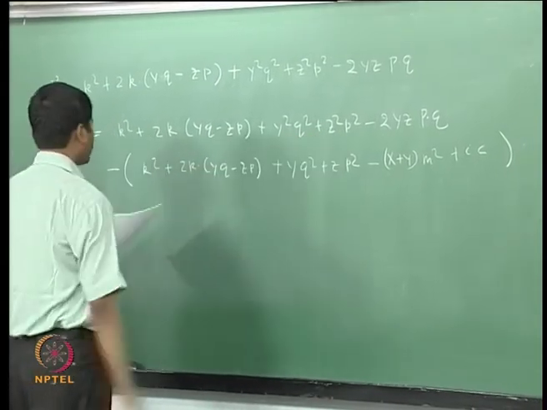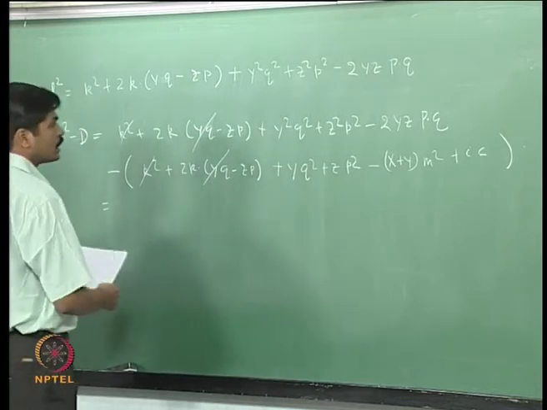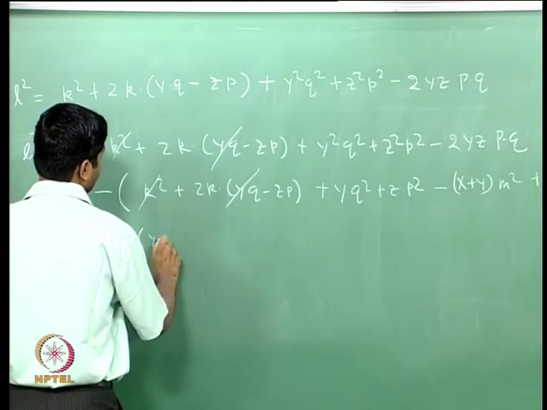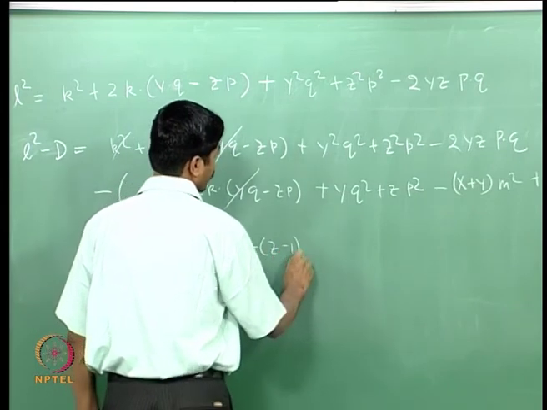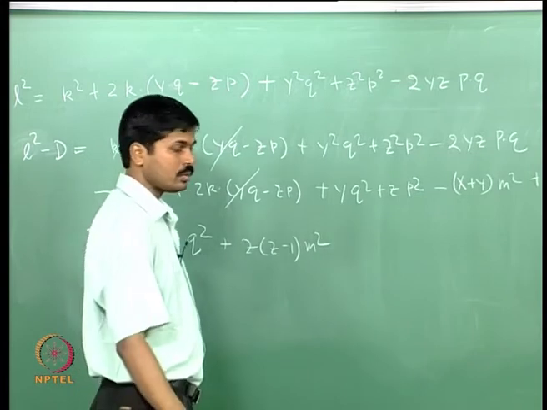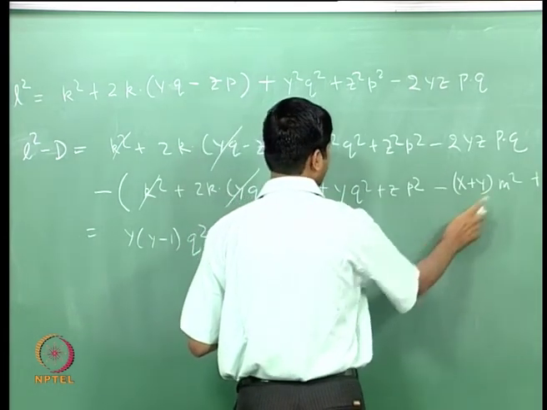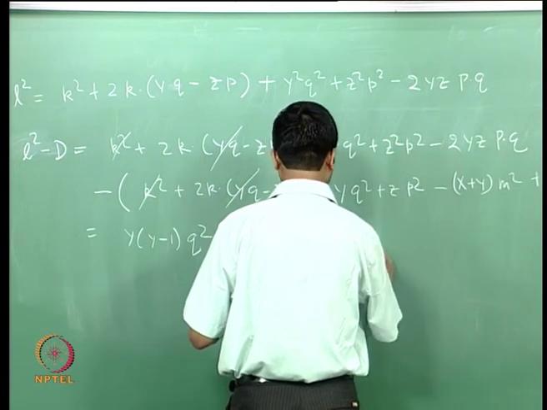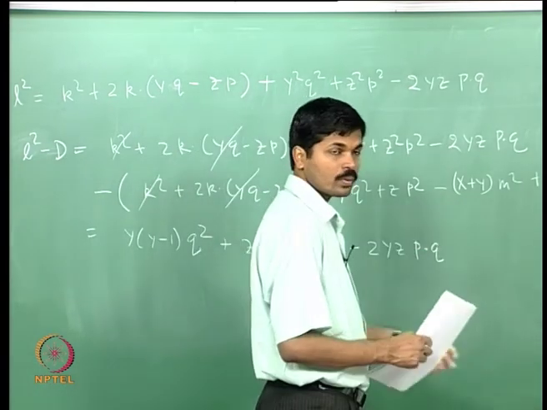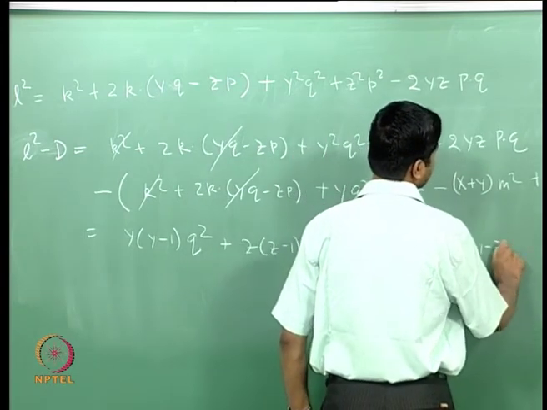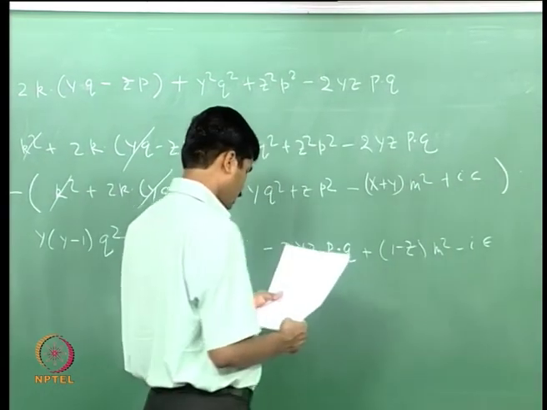P square is of course m square, so this term cancels, this term cancels, remember they do not cancel here, so it is just y into y minus 1 q square is not 0, remember z into z minus 1 p square, which is m square, and then x minus y minus 2 y z p dot q, and this will give me plus x plus y, which is 1 minus z, x plus y is 1 minus z, m square minus I epsilon. Okay.